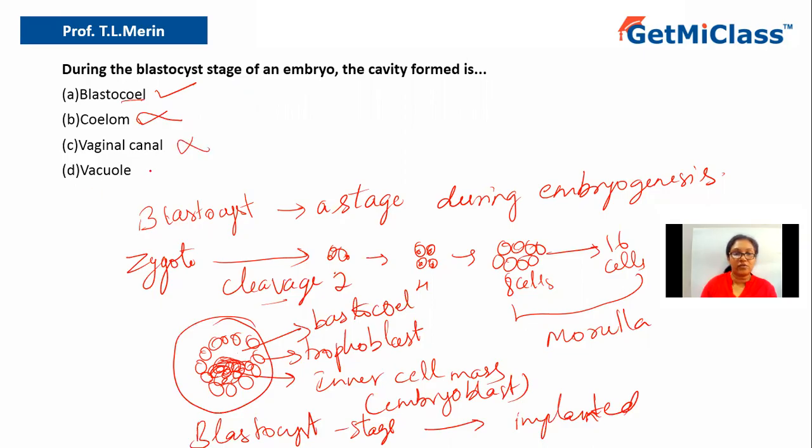Option D says vacuole. Vacuoles can be tiny, gas-filled structures or vesicles which can be present in very few numbers in animal cells, but we have a lot of big vacuoles in plant cells. So that is not the case here, because a vacuole is like a gas-filled vesicle, whereas blastocoel is not a vesicle; it is just a cavity. Hence it is ruled out. That's why it is called blastocoel.